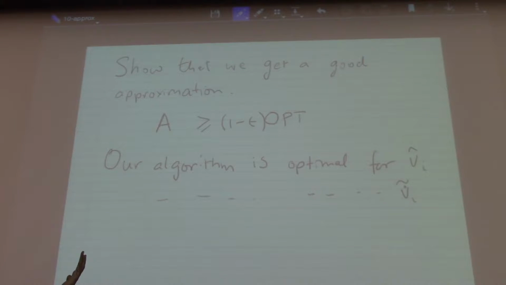If I change my currency, it doesn't matter. I get the same answer. That's essentially what's going on here. So we know that we get the optimal solution for the v tildes. But what we want is a nearly optimal solution for the v's without the tilde. And that's the question we have to answer. Okay? All right.